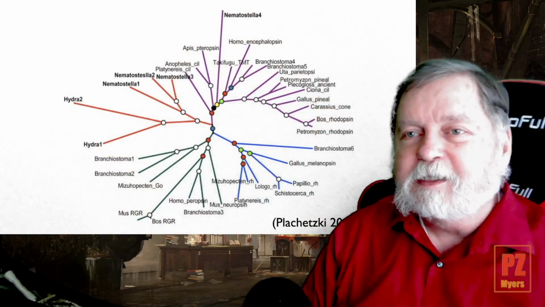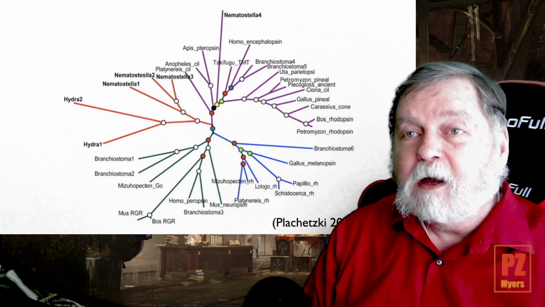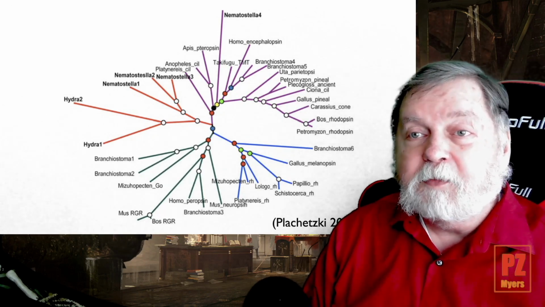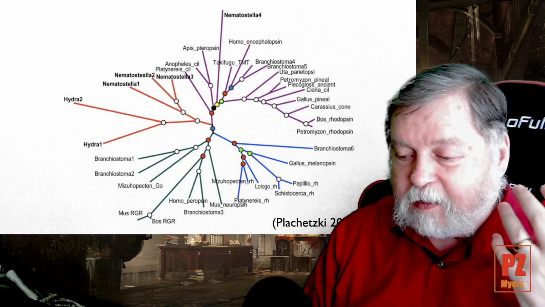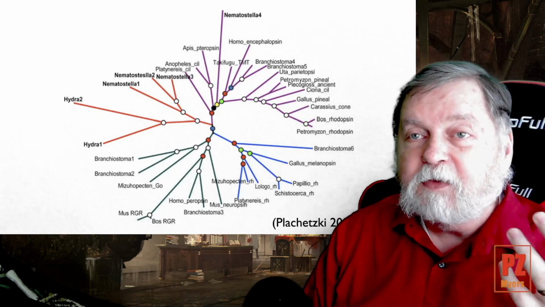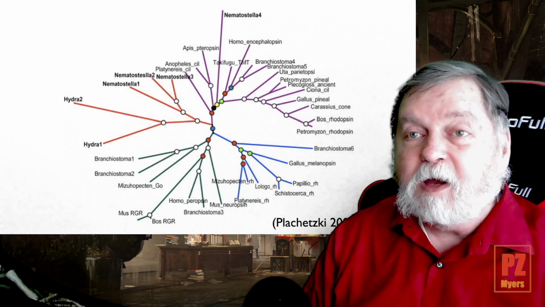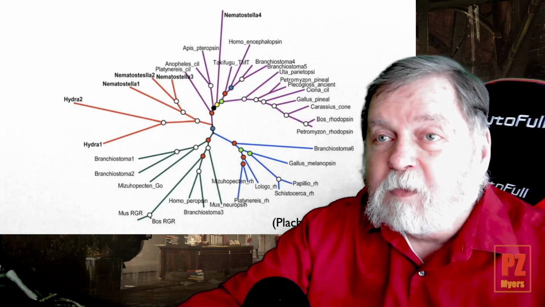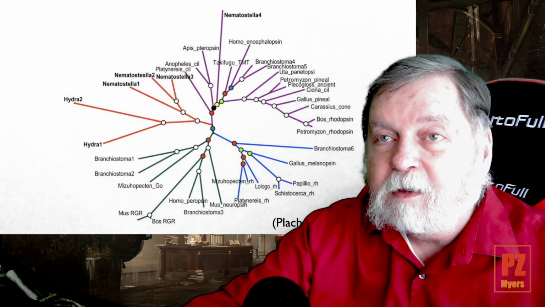Okay, this is a complicated diagram. I'll try to keep it short and simple here. This is the phylogeny of opsins. So what they've done is they sequenced all these opsins and then categorized them by similarity. So what you can see is that there are three major branches of the opsins. So up here at the top, this one is those rhabdomeric opsins.